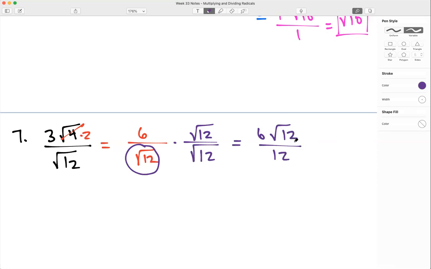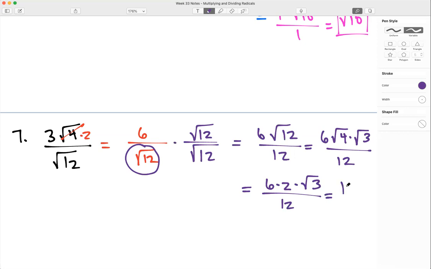Now, we have this square root of 12, which actually has a perfect square in it. Okay, so we have to keep simplifying it as much as possible. What's that perfect square that's inside 12? Well, it's 4. 6 times the square root of 4 times the square root of 3 over 12. So 6 times the square root of 4, well, that's 6 times 2, right? 6 times 2 times the square root of 3 over 12. That gives us 12 square roots of 3 over 12.